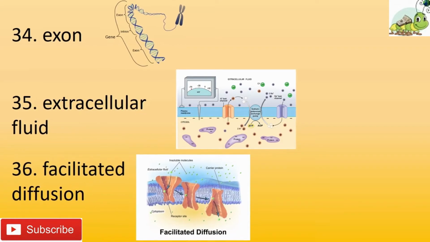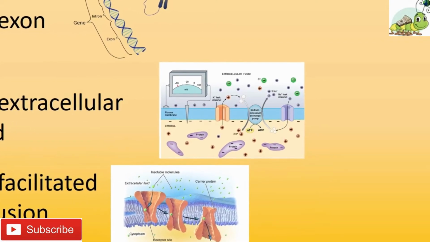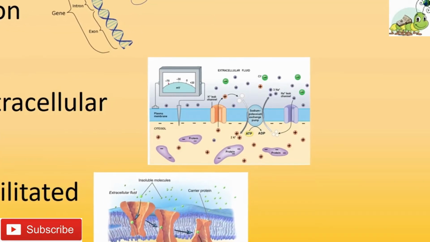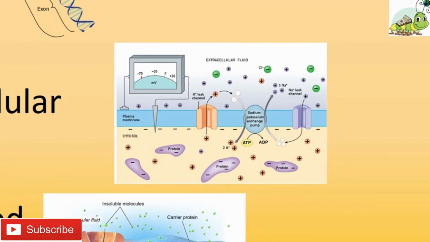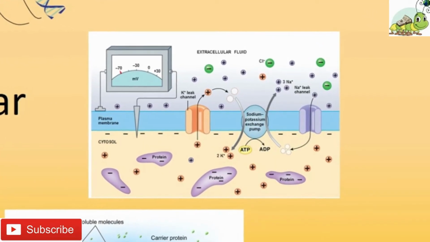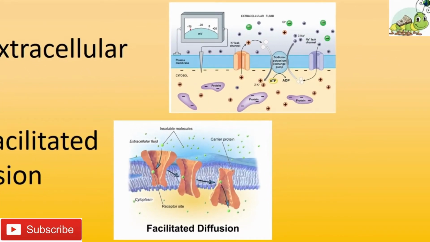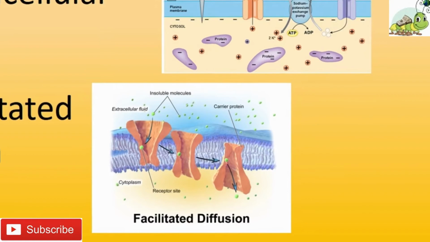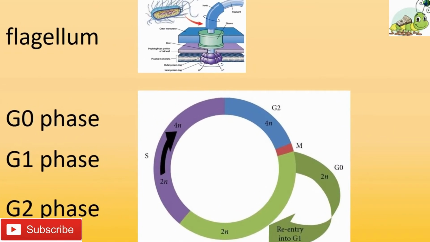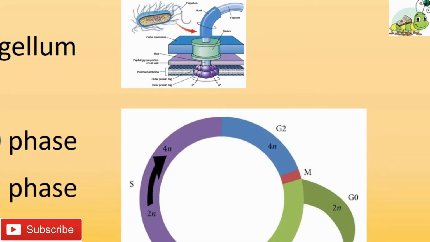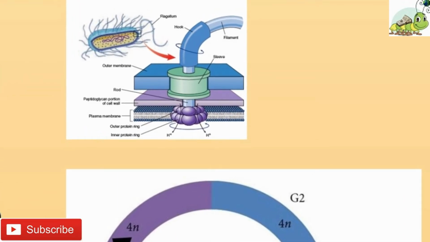Point number 35. Extracellular fluid, ECF. Fluid exterior to cells, includes the interstitial fluid, blood plasma, and fluid found in other reservoirs in the body. Point number 36. Facilitated diffusion. The diffusion of a substance with the aid of a membrane protein. Point number 37. Flagellum. Appendage on certain cells formed by microtubules and modified for movement.